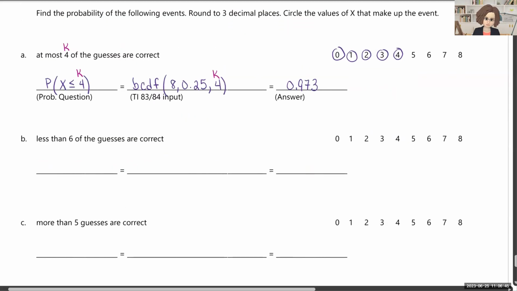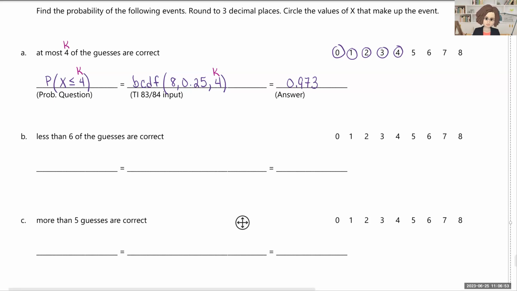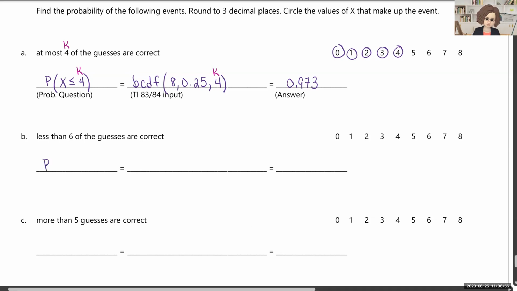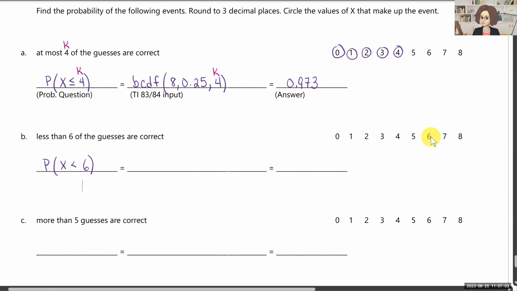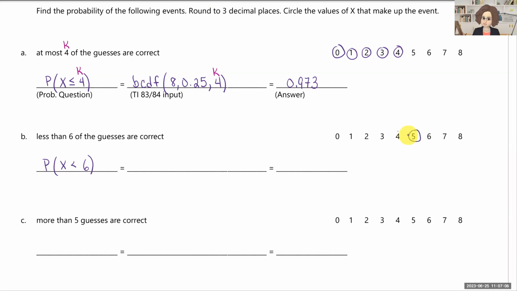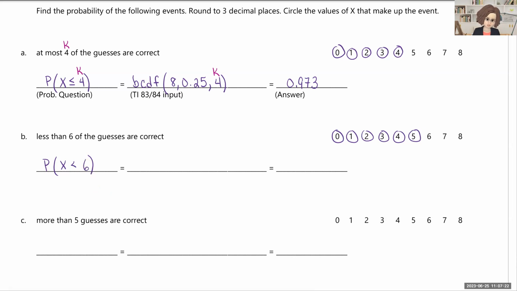Okay, let's take a look at our next case. What is the probability they answer less than 6 of the questions correctly? So less than 6 of their guesses are correct. So less than 6 would be X less than 6. So less than 6 would be getting 5 or 4 or 3 or 2 or 1 or 0. So in this case, the ending number is 5.